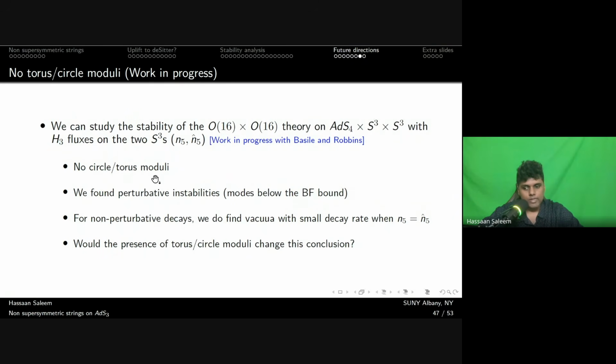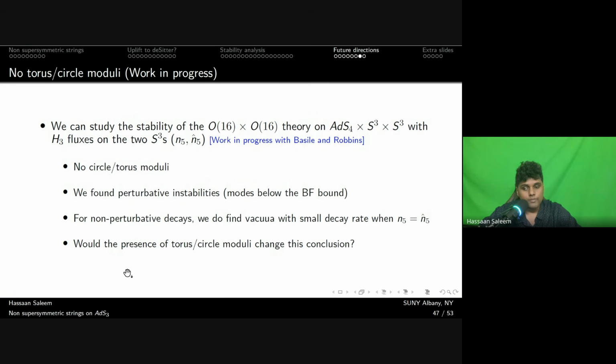So you can see that there are no torus moduli here, and we have found perturbative instability for some modes in this particular background. But for non-perturbative decays, we have found that there are vacua with small decay rate when these two fluxes are equal, right? So it means that when it comes to non-perturbative stability, the decay rate is small, and that means that the background is metastable. It's not stable, it's metastable. It means that it can live for a long time.